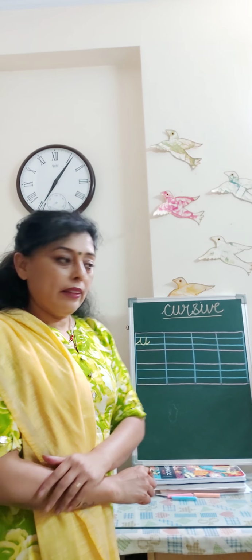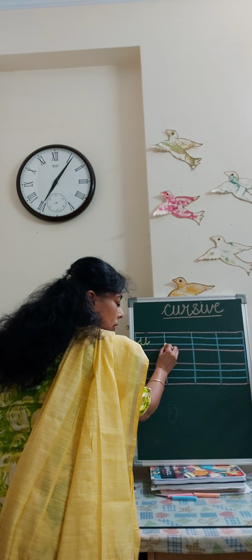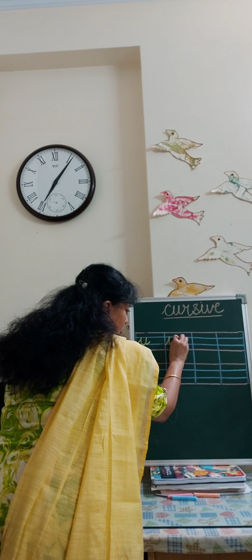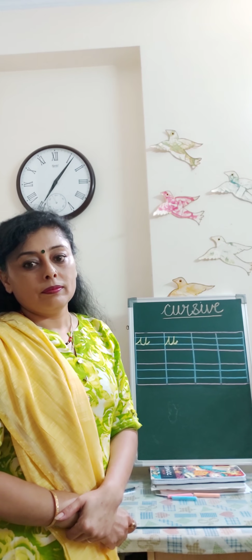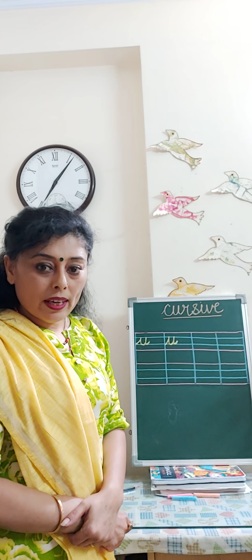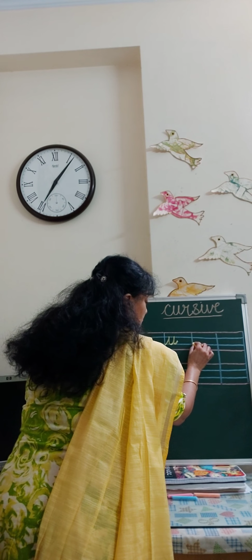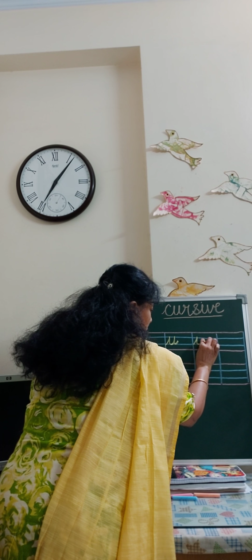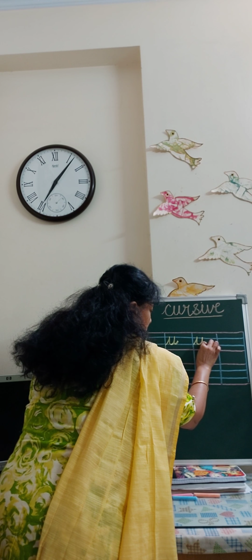Between the blue line. Again we are going to do it, starting from the corner, up, down, and tick. This is the correct formation of U. Is it clear? So once again we write, starting from the corner, up, down, turn, up, down, tick. So this is U.